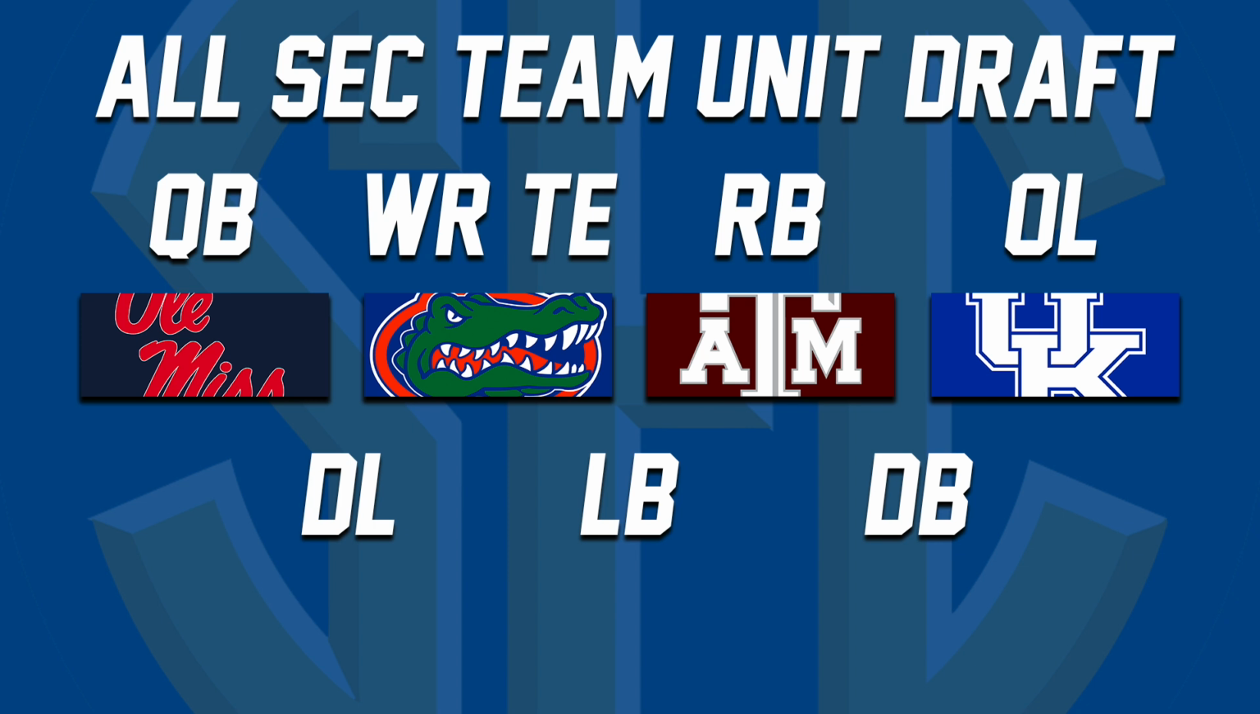Obviously, they had a really successful rushing game last season with Chris Rodriguez Jr. But the O-line for Kentucky was pretty much an easy choice. With all the teams that I had already picked and set at their positions, Kentucky was really the best team at O-line I could have taken. So I am taking the Kentucky Wildcats for my O-line. That finishes off our first team offense, where we have Ole Miss at quarterback, Texas A&M's running back room, Florida's wide receivers and tight ends, and then we have Kentucky's O-line.